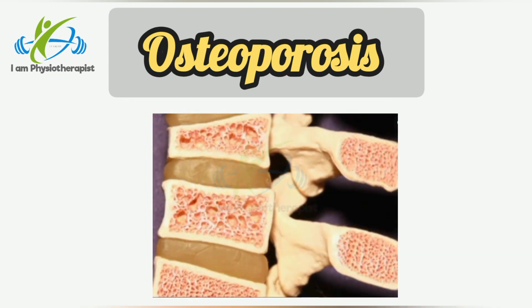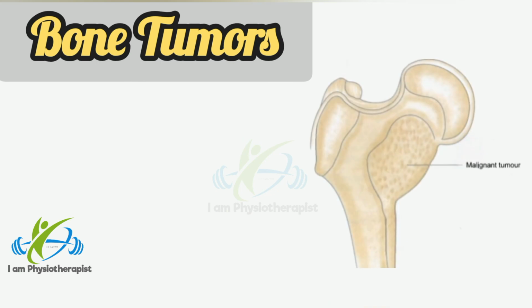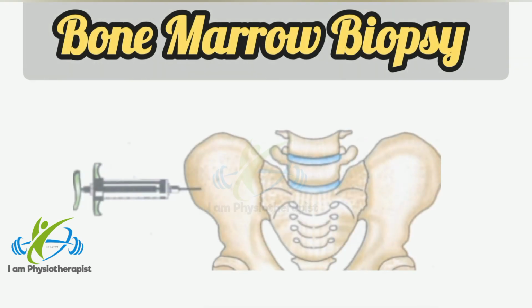Deficiency of calcium in bones in old age leads to osteoporosis. It is seen both in females and males. Due to osteoporosis, there is forward bending of the vertebral column, leading to kyphosis. In bones, benign or malignant tumors can also occur. For biopsy, bone marrow can be taken either from manubrium sterni or iliac crest in various clinical conditions.